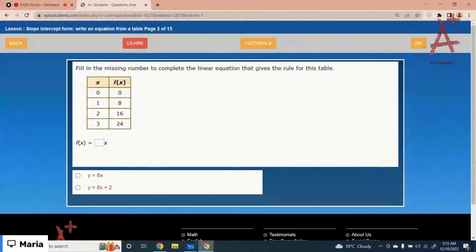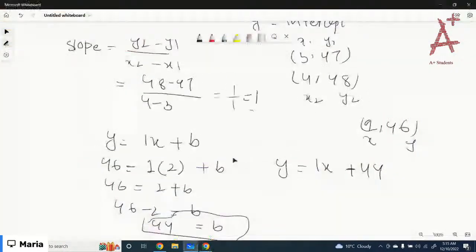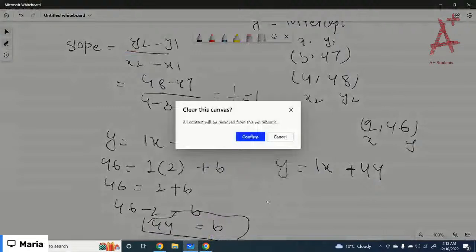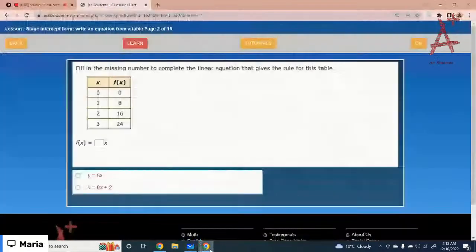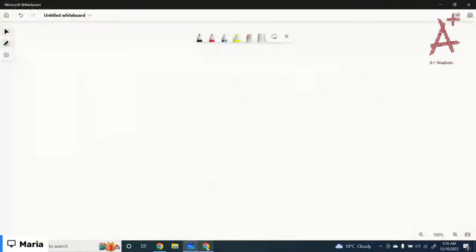Okay, let's just do another one. Use this table to find the slope, and you're already given the y-intercept. The y-intercept is the value when x is 0. When x is 0, y is 0. So that is the b actually, the y-intercept. Got it? Okay, let's just find the slope from the table.